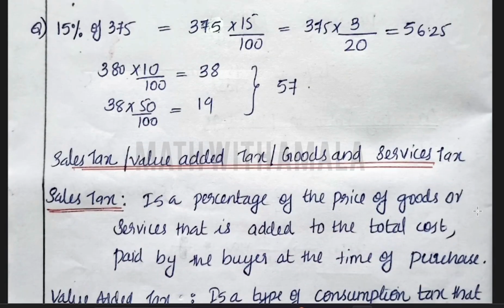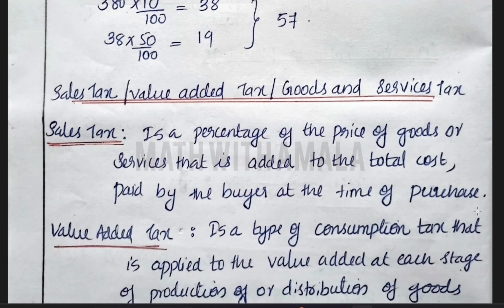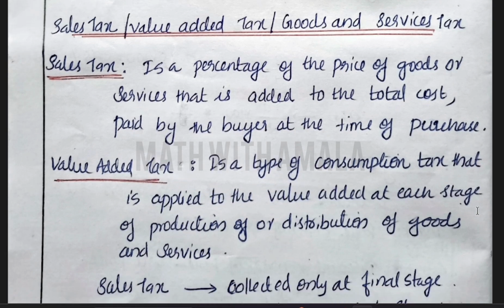15 percentage of 375. 375 into 15 by 100 can be done. That is 375 into 3 by 20 by simplifying. The answer is 56.25. Now 380 into 10 by 100, 380 into 50 by 100, you will get 38 and 19. So the answer is 57. We can round it off to 57. Thus the two methods are indicating towards a common answer here.